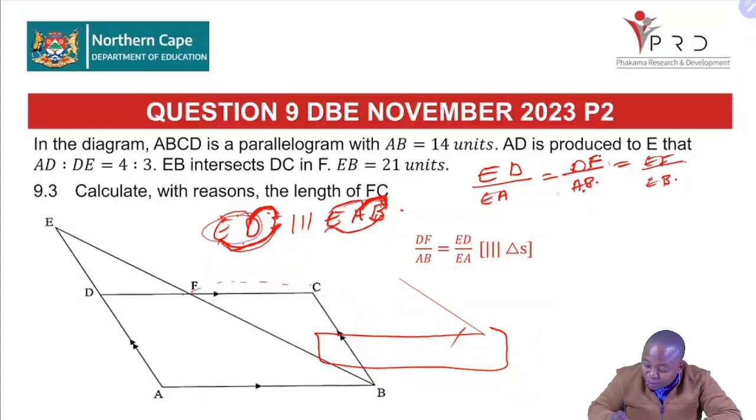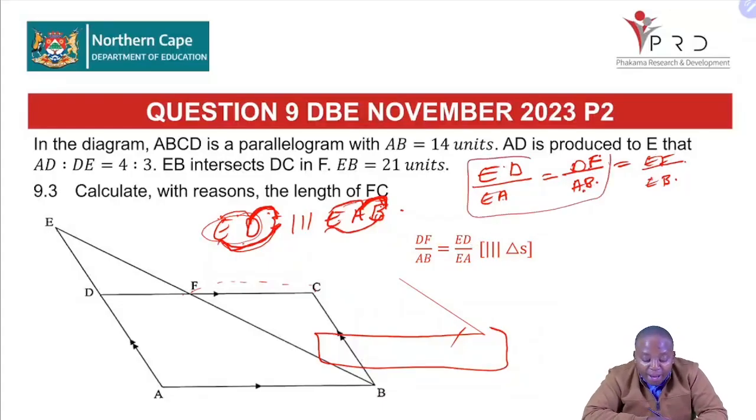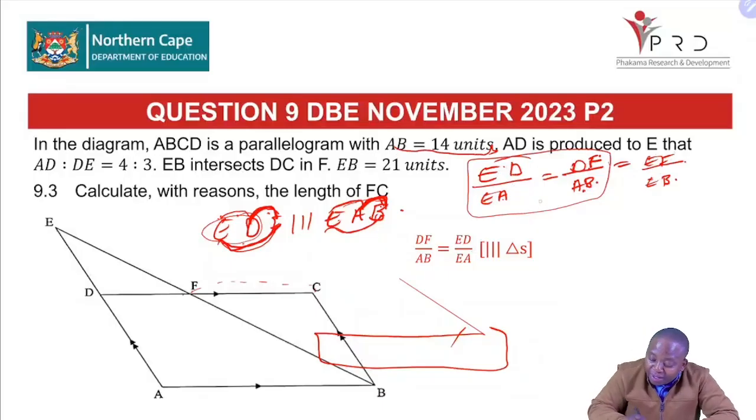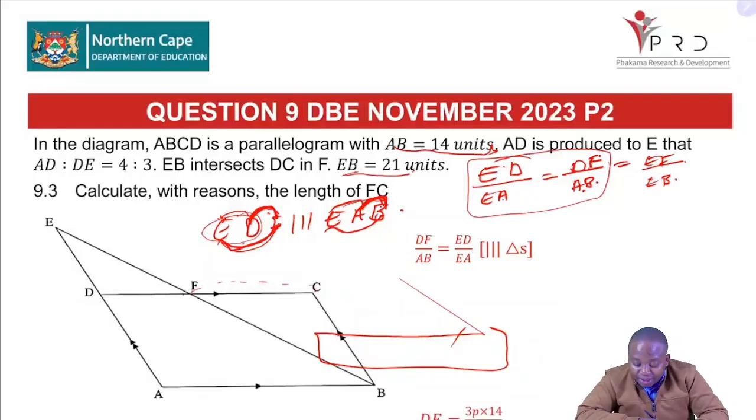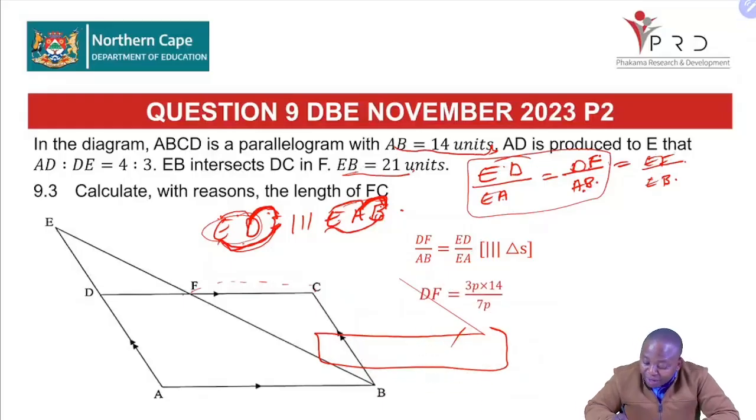So those are the 2 points that I'm going to work with. Why? Because we are given more information on them. We are given the length of AB that I'm going to work with, and we are also given the length of EB that I am going to work with. Then from here, how are we going to find my DF? How do we find DF?